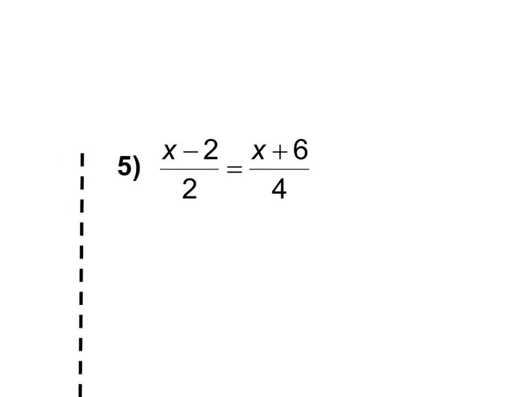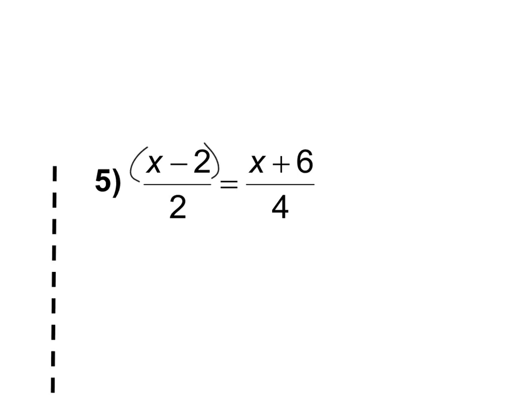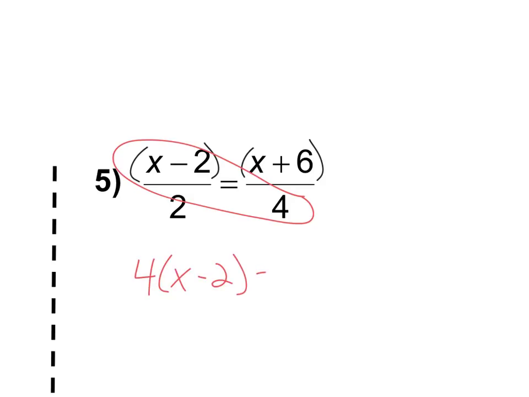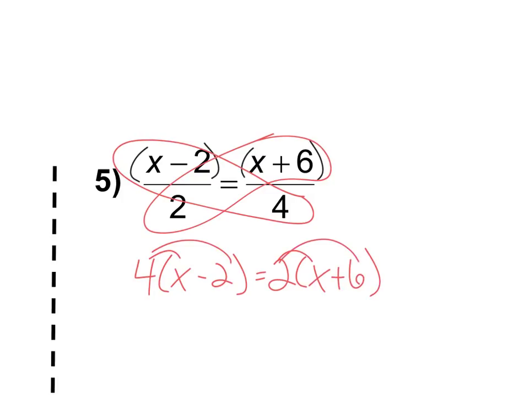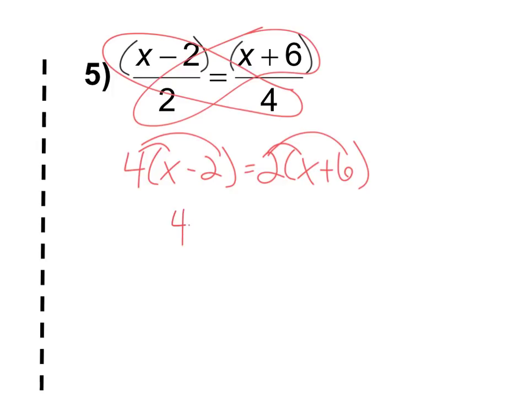And then the last one, we're going to have a couple of distributions here. So I'm going to write my parentheses so I don't forget. I have 4 times x minus 2 equals 2 times x plus 6. So let's distribute on both sides, and then we can solve. So that's 4x minus 8 equals 2x plus 12.